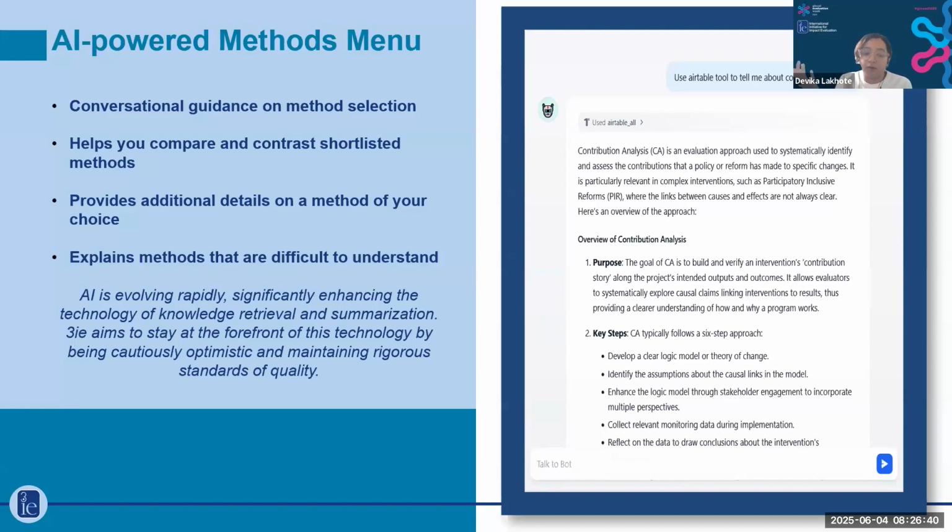It can help you compare and contrast some shortlisted methods, provide additional details on a method of your choice, explain methods that are difficult to understand, and with more instruction and more background on combinations of different methods, we can also have it help you decide how to combine methods in the future. With all of this, with the caveat to say that AI is evolving rapidly, significantly enhancing the technology of knowledge retrieval and summarization, and we aim to stay at the forefront of this technology, but we want to be cautiously optimistic that it has its limitations.